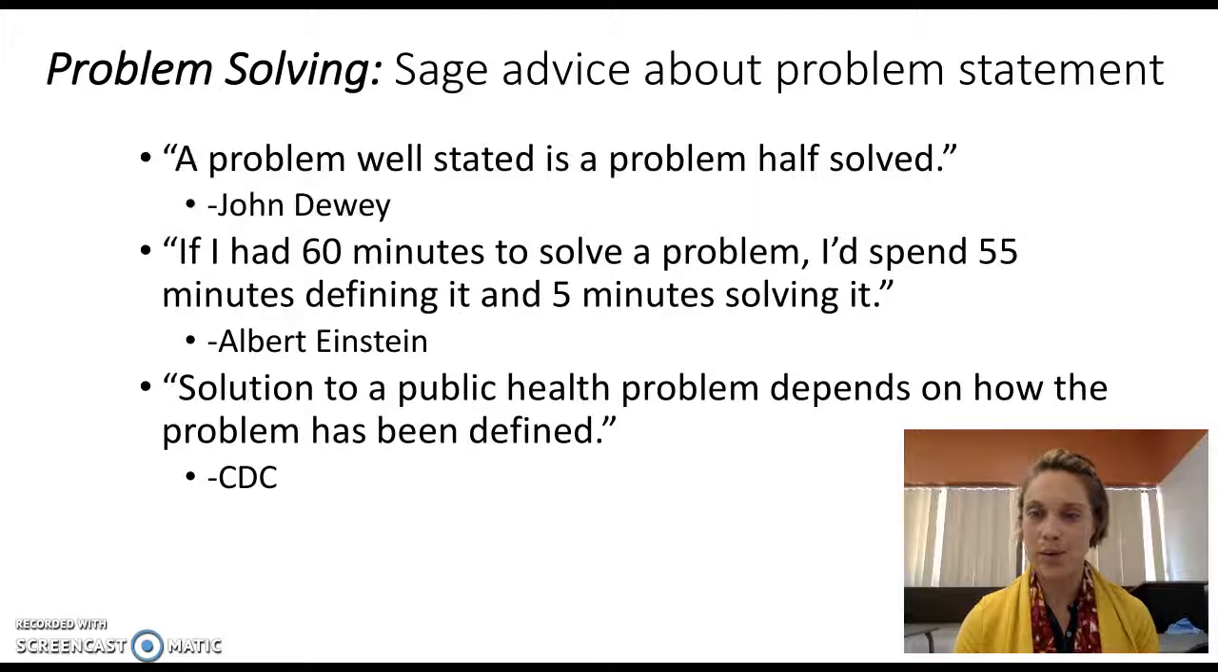If I gave you the thumbs up or the green light, then you can keep on pushing through with that problem solving. If I had 60 minutes to solve a problem, I'd spend 55 defining it and 5 minutes solving it, because once you've defined that problem, defined the magnitude and the scope of the problem, and thought about what's already been done, then it's like, oh, well, this is what we'll do next. And then the solution to a public health problem depends on how the problem has been defined.